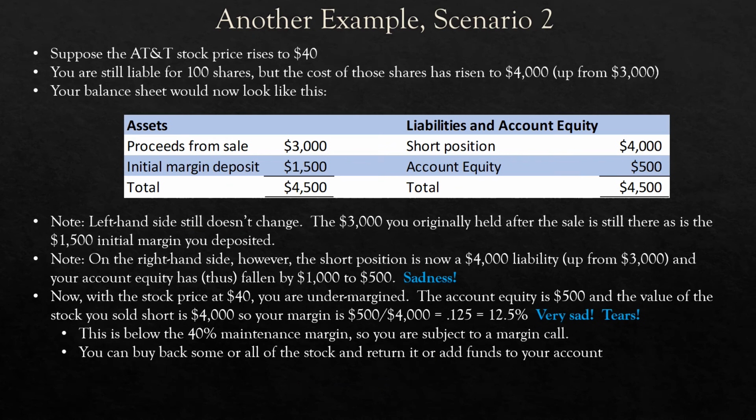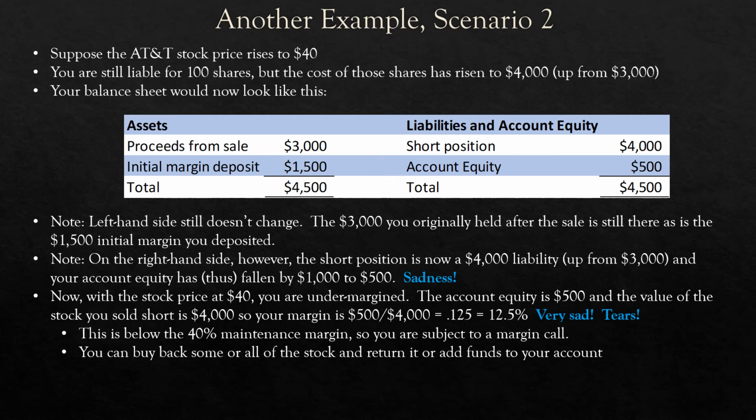So this is another example, scenario two, and in this we're going to look at the situation where the AT&T stock price rises. In this case, it's going to rise from $30 to $40. You're still liable for the 100 shares, but the cost of those shares has now risen to $4,000, up from the initial $3,000 that you sold the shares for. And again, remember, with short selling, you do it backwards. You sell first, and then you buy.